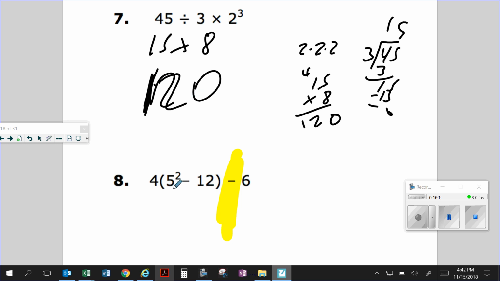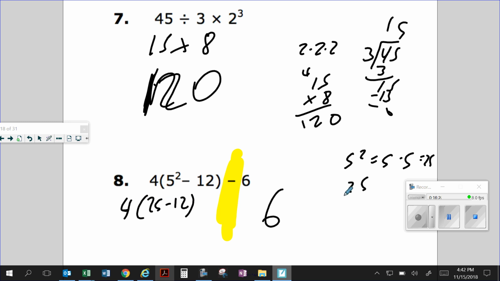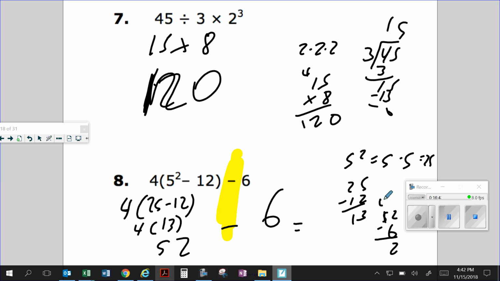And number 8, the left term is 4 groups of 5 squared minus 12, and the right term is 6. I'll solve the right term first. That's easy. The left term, what's 5 squared? That's 5 times 5, which is 25. So what's 4 groups of 25 minus 12? 25 minus 12 is 13. 4 groups of 13 is 52. 52 minus 6, regroup, 46 is the answer.